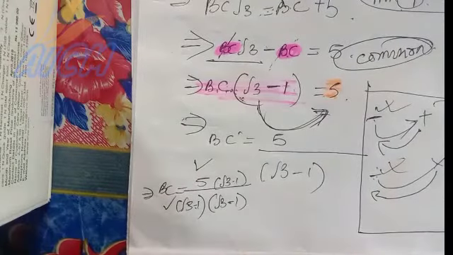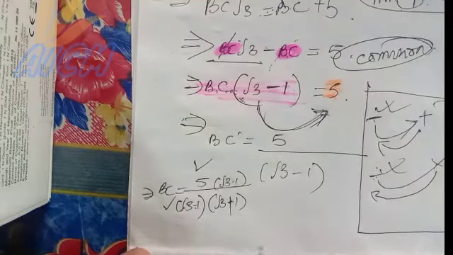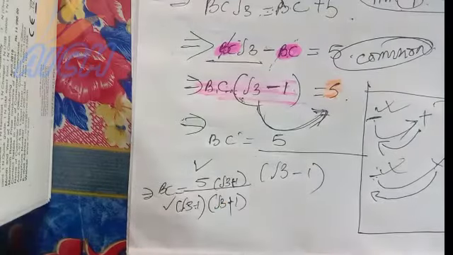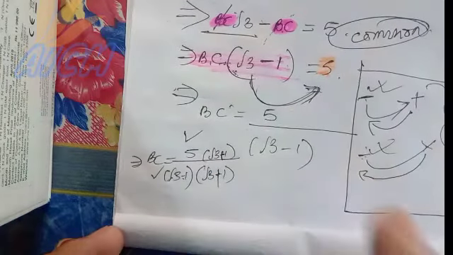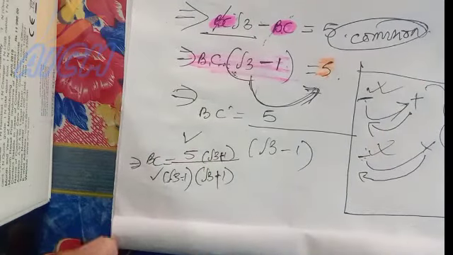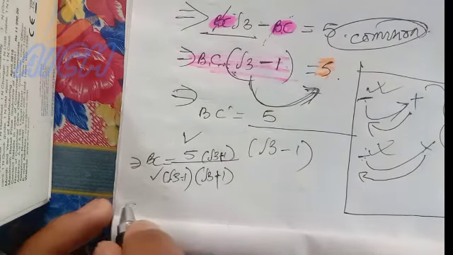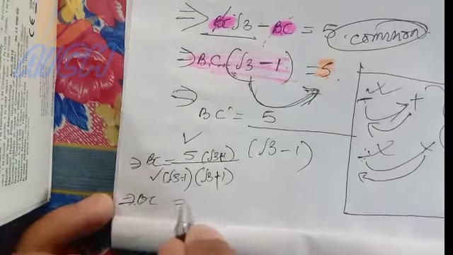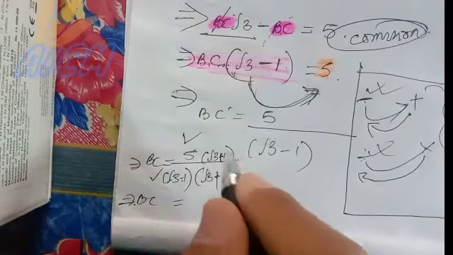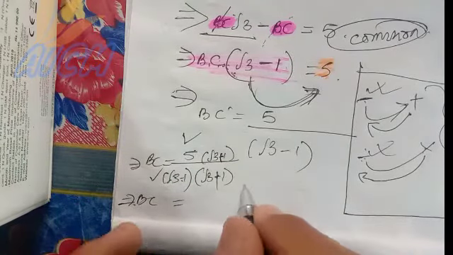But then what did I say? When we are multiplying with this, the sign has to be the opposite. That means the minus has to be plus. So this one will become plus, and this one will become plus. Okay, so now let us go on with the calculation. Let me do the calculation. That implies BC is equal to 5 into root 3 plus 1 over root 3 minus 1 into root 3 plus 1. Let us keep the numerator as it is.